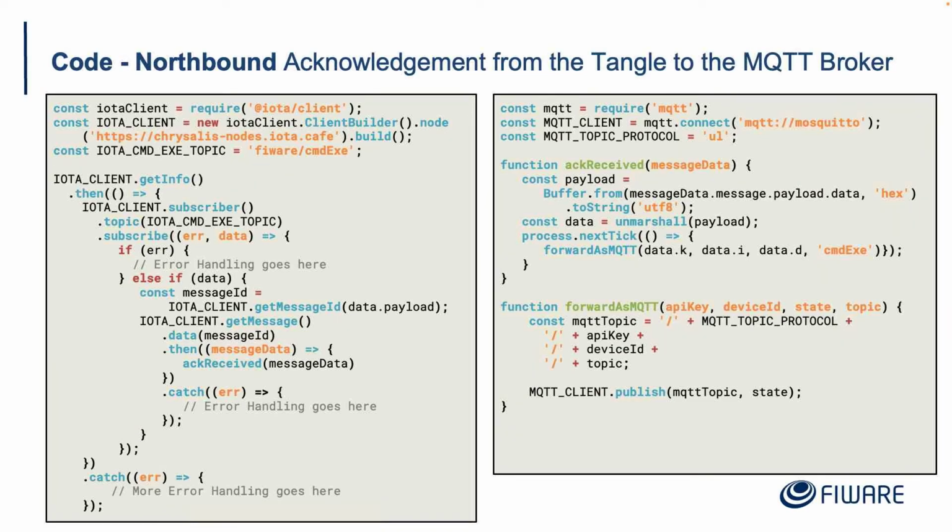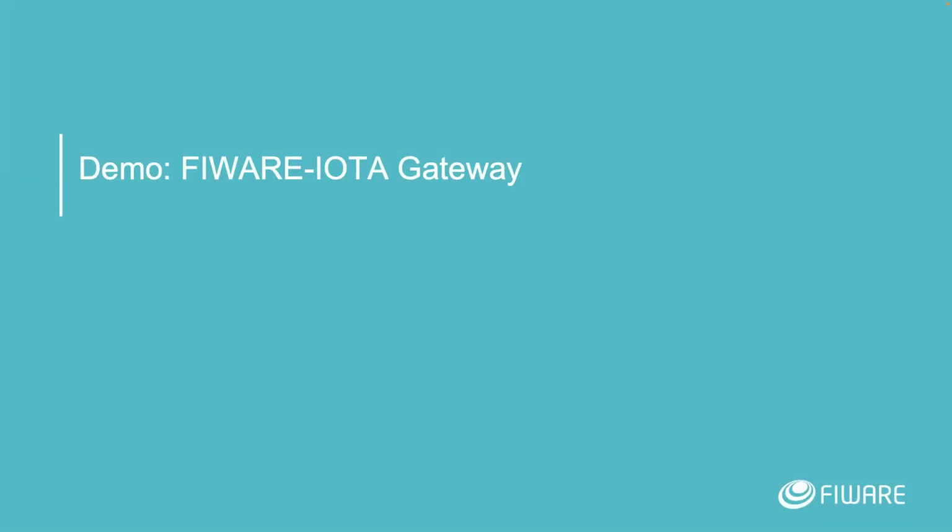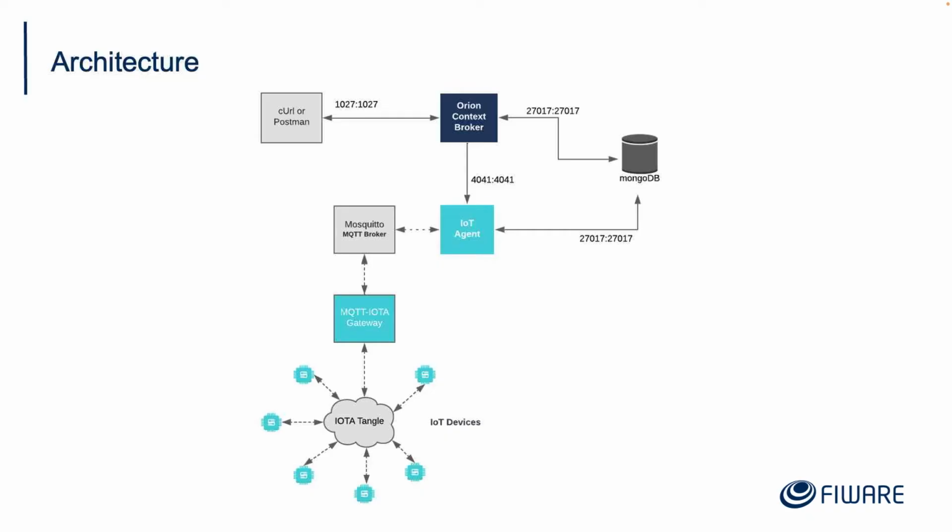This once again is very, very similar. It's just doing the same thing as the previous element. This time it's doing it on the acknowledgement. So let's see if we can get this thing to work in action. This is the overall architecture of a working IOTA system.